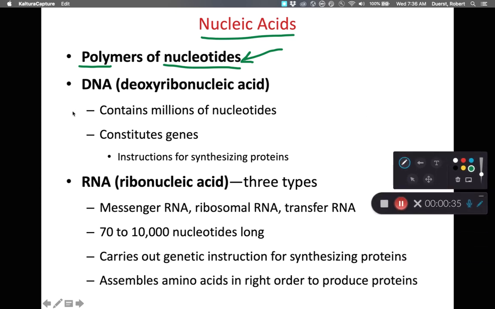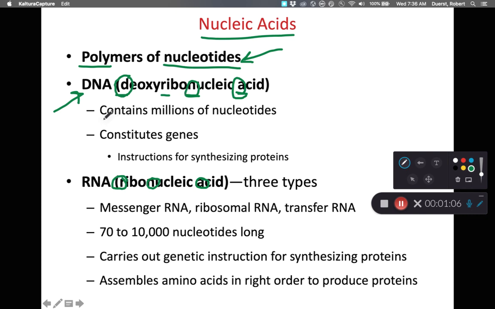First, we have DNA. DNA stands for deoxyribonucleic acid. Sorry about that brain hiccup right there. And then, as we look at RNA, RNA stands for ribonucleic acid. So as we look at DNA versus RNA, those are the two broad categories of nucleic acids that we're going to talk about.